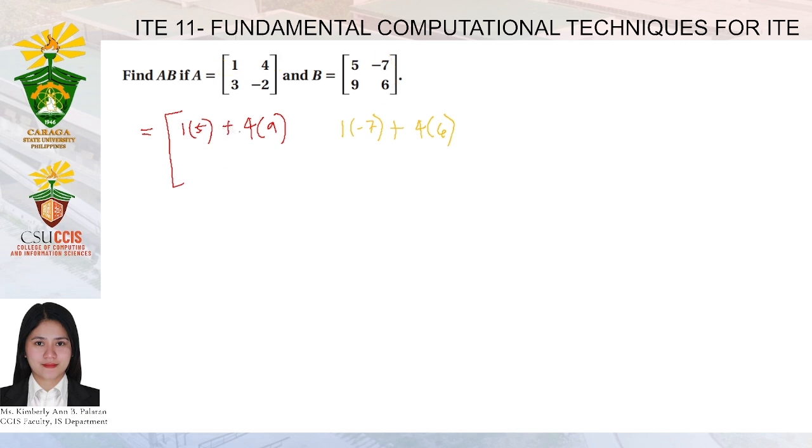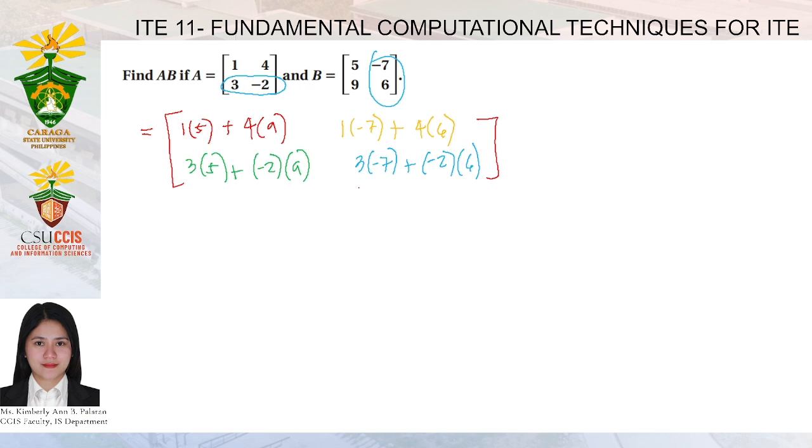Okay. Next, kanina pod nga row, pares sa kaninga column. So, that would be 3 times 5 plus negative 2 times 9. Okay. Kana gihapon nga kuan row times the second column. Kini gihapon nga row times the second column. So that would be 3 times 7 plus 2 times 6. Okay. So ato na siyang i-evaluate.